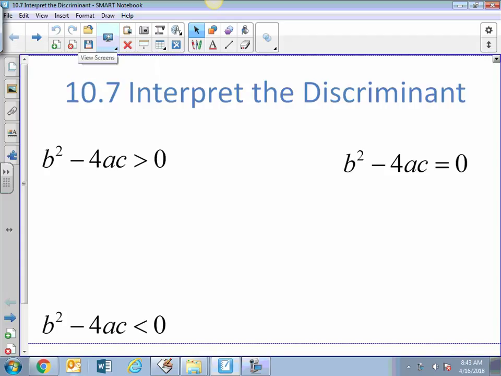Welcome to 10.7 notes for Algebra 1. It is interpreting the discriminant.